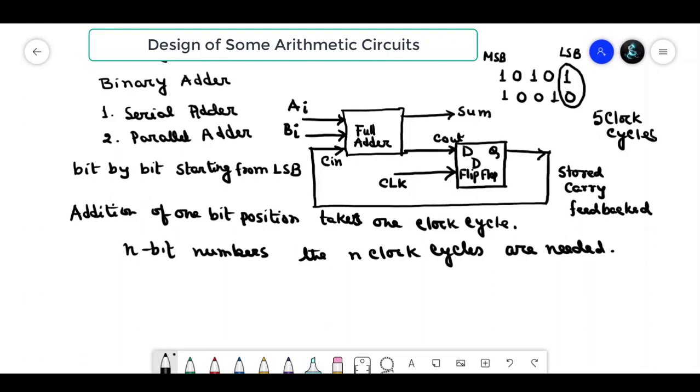So at each clock cycle, the carry produced by a bit position should be stored in the D flip-flop and it is given as input during the next clock cycle.